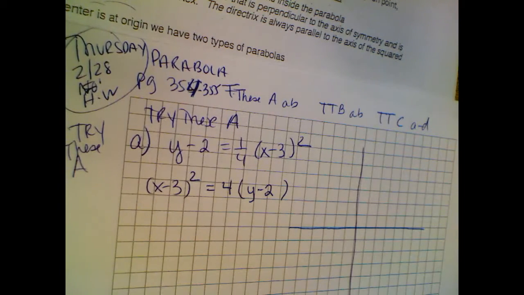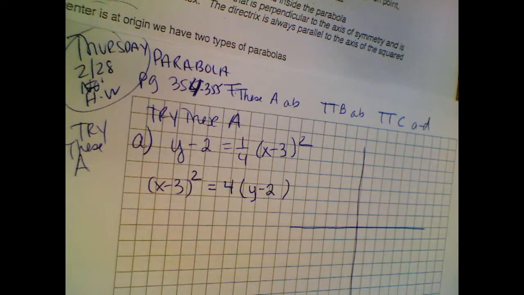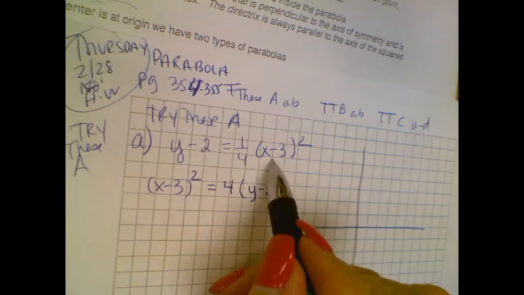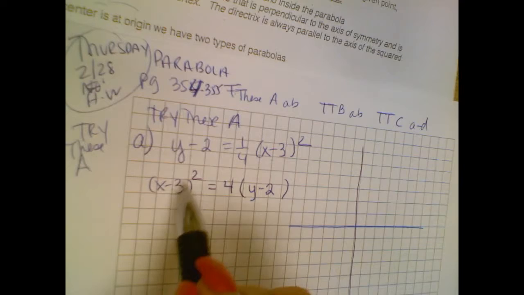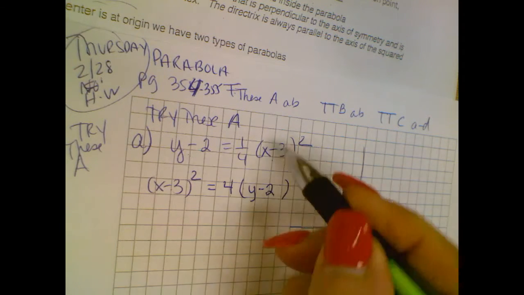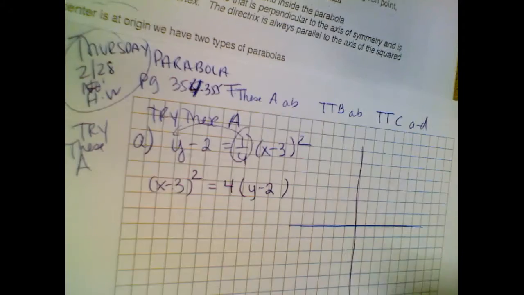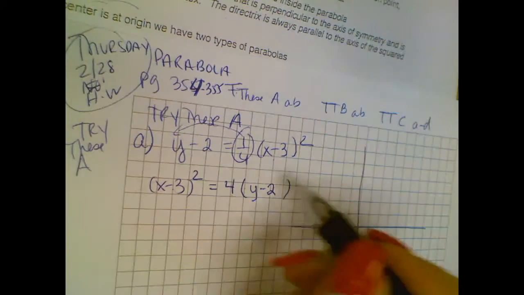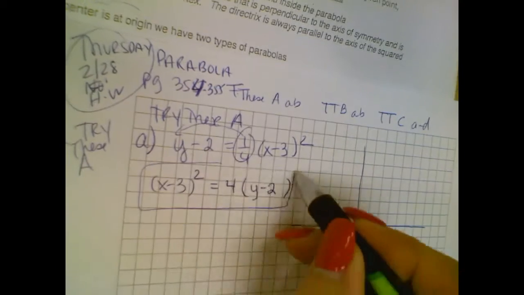So it looks something like this. You guys understand that? I move this to the other side. I like the squared term first. Multiply both sides by 4 and get the y minus 2. Basically, we're getting rid of this fraction and moving it over to the other side by multiplying by 4. This is what I gave you on your notes.